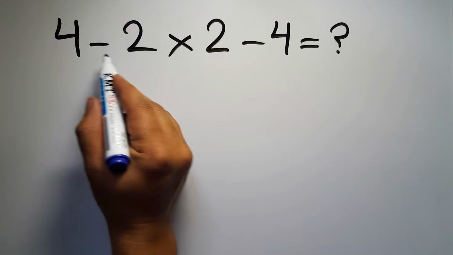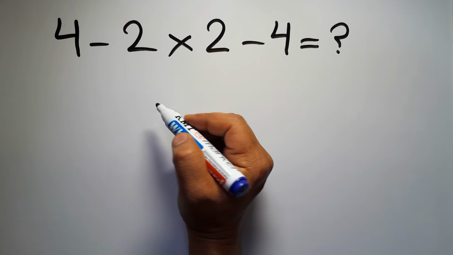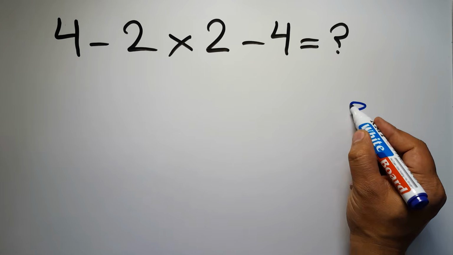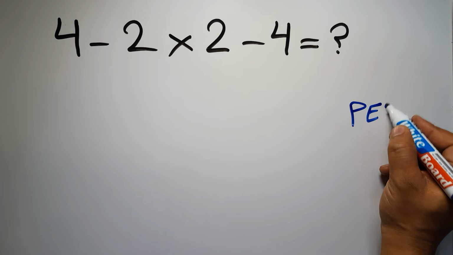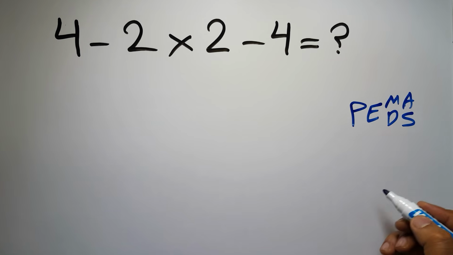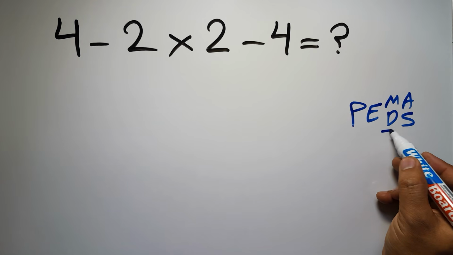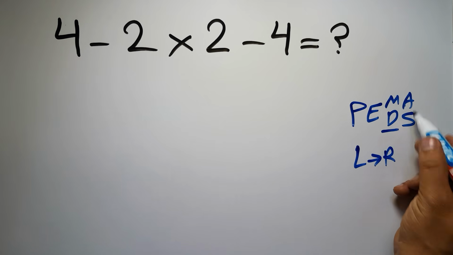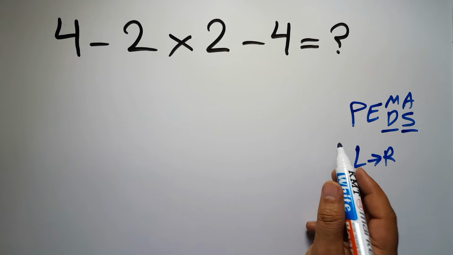In this expression, we have two subtractions and one multiplication. According to the order of operations, first we have to do parentheses, then exponents, then multiplication or division, and finally addition or subtraction. Remember that multiplication and division have equal priority and we have to work from left to right. And the same applies to addition and subtraction.